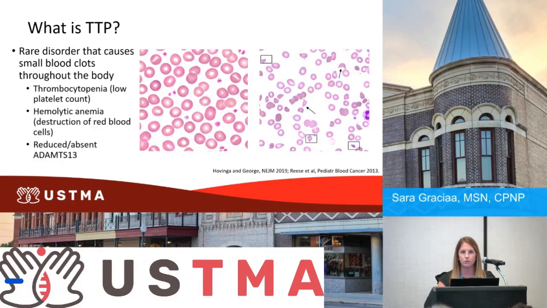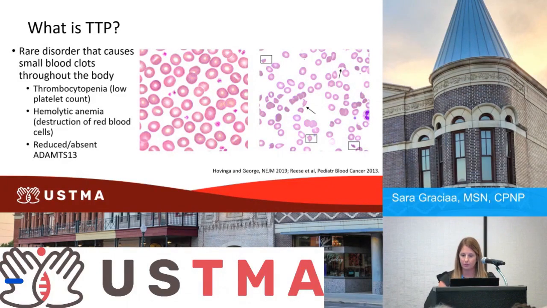TTP most commonly affects the brain, the kidneys, the heart, but any organ can be involved. And it is characterized by thrombocytopenia, the low platelet count, hemolytic anemia or destruction of the red cells, and reduced or absent ADAMTS13. If left untreated, it has greater than 90% mortality rate.